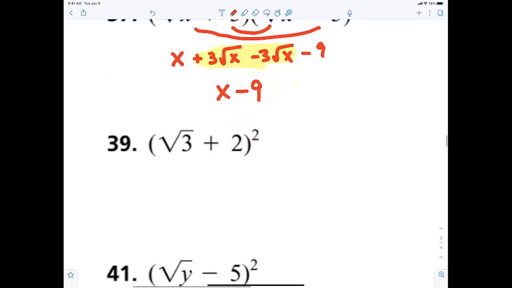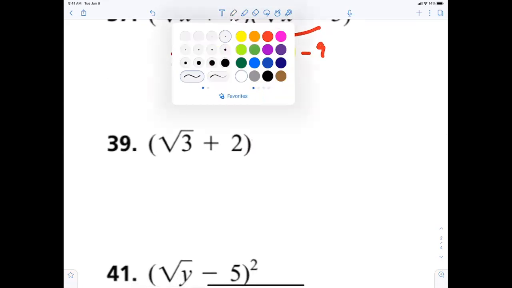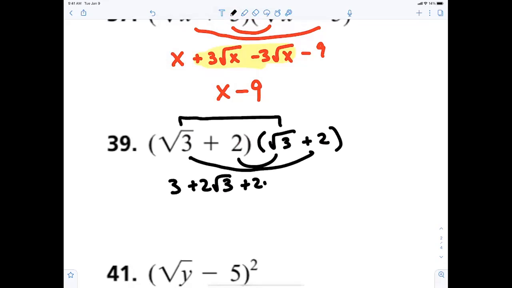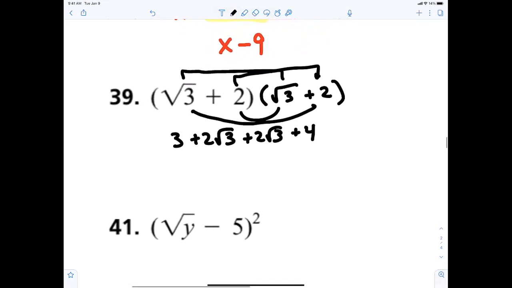Okay, now this square. How we're going to handle this is we're going to white it out. And then I'm just going to put back square root of 3 plus 2. Here we go, guys. Square root of 3 times square root of 3 is 3. First smiley face: positive 2 radical 3. Second smiley face. And last, plus 4. 7 plus 4 radical 3. Wow, I'm good, aren't I? Most people find this very difficult for whatever reason. It's just following the rules.